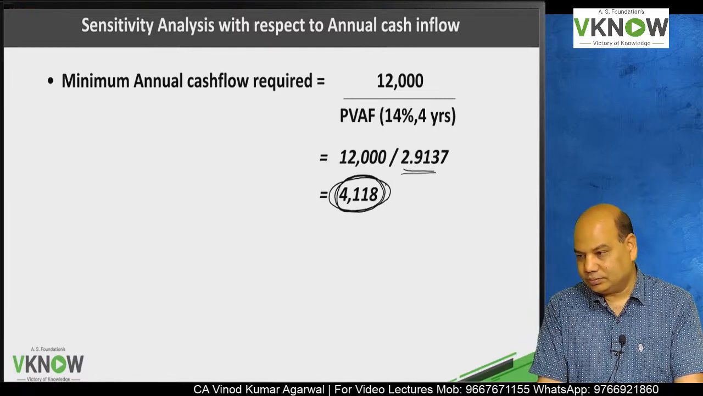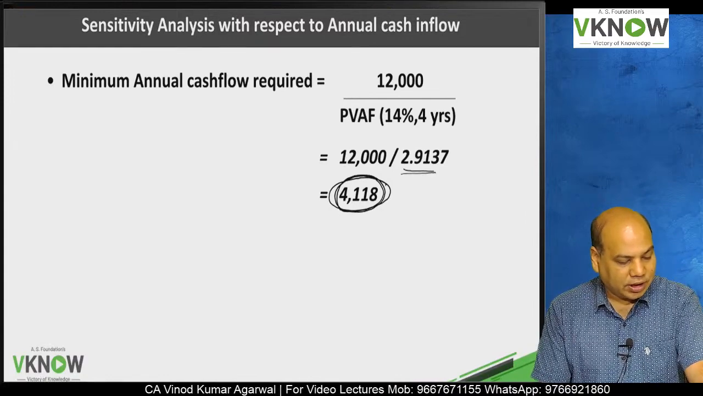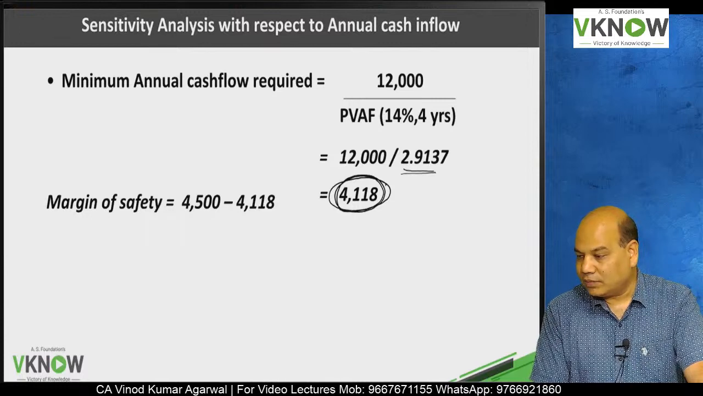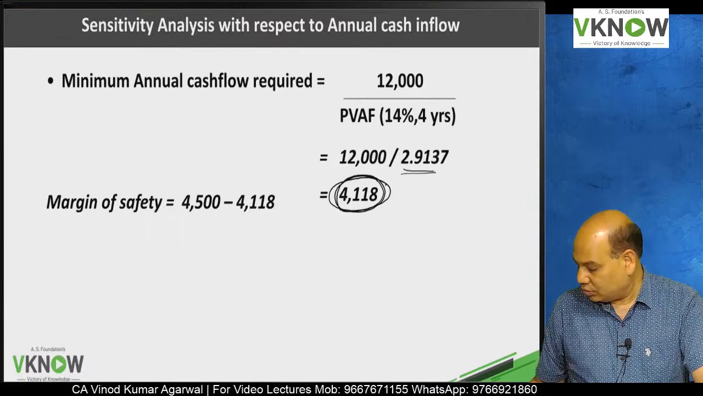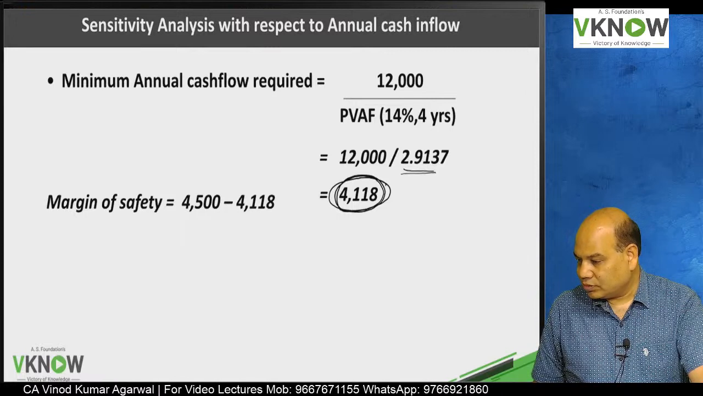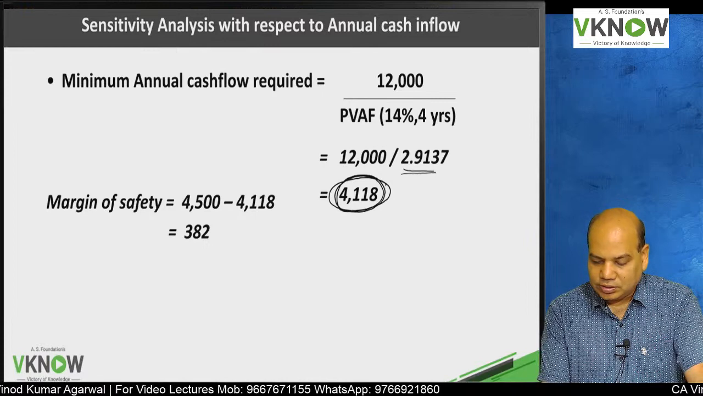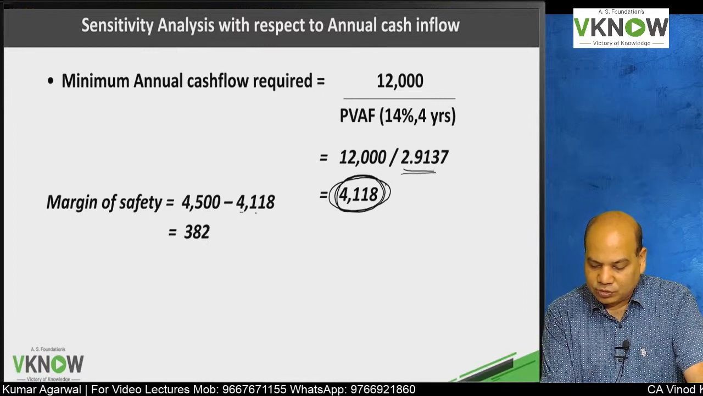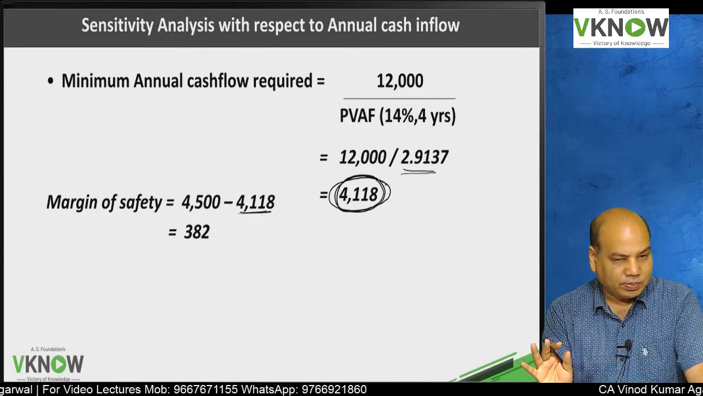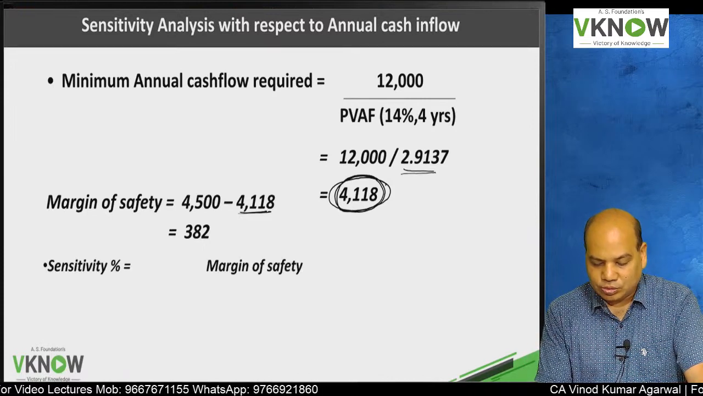Is it right? And what is my original estimated cash inflow? 4,500. Do we have margin of safety here? Say yes or no. Yes. How much is the margin of safety? Even if my cash inflow goes down to this number, we will still have positive NPV or 0 NPV. So I have a margin of safety of 382 rupees.